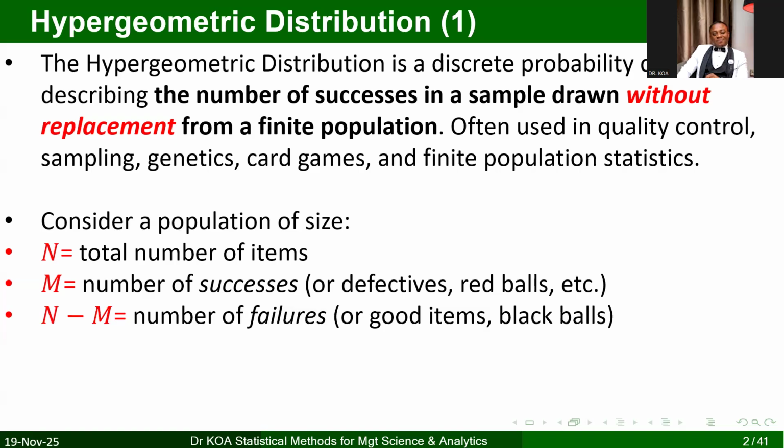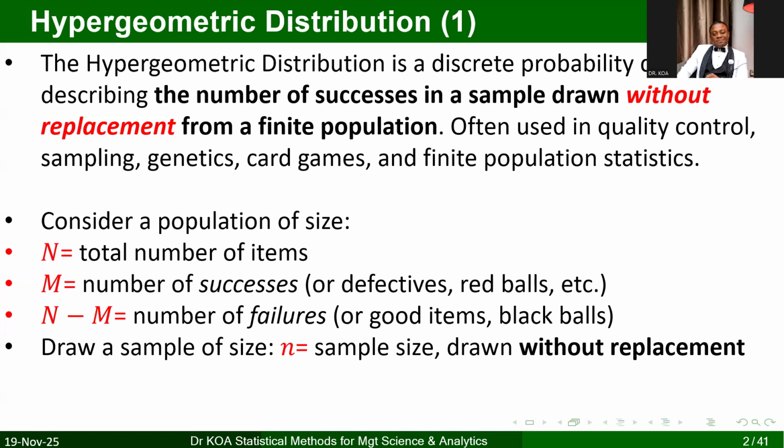Okay. So that becomes the number of the failures in this context. These are the good ones. If you're talking about red and black balls, that's it. If you're talking about male and female, N minus M is male, M is female. And what is the relationship between them? Okay. So you can see that N minus M plus M equals N.